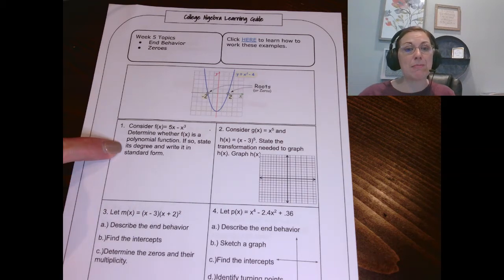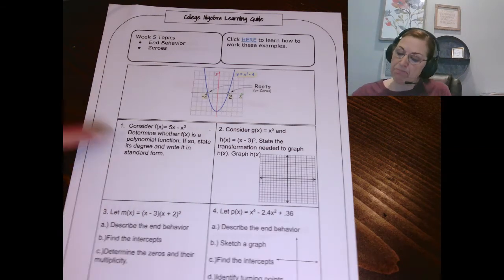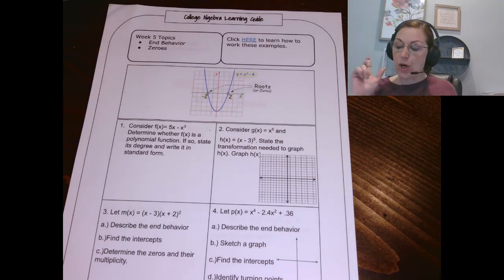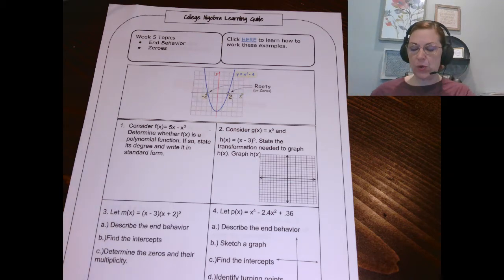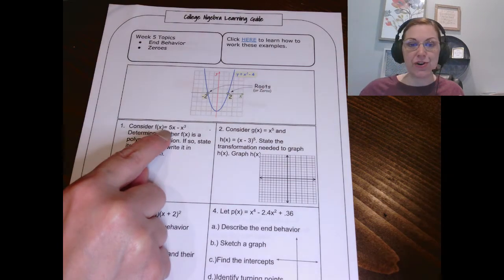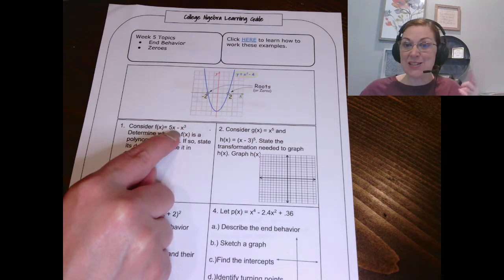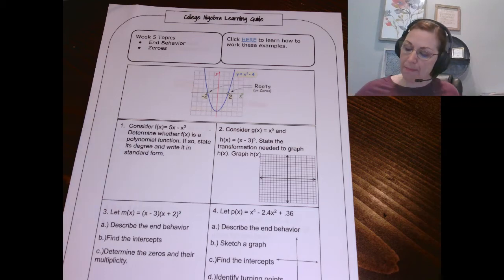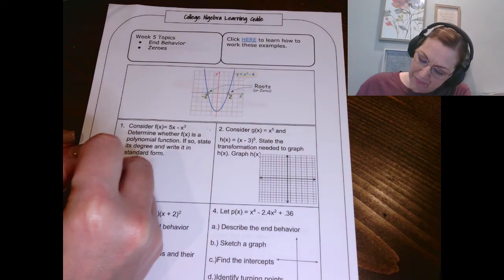Let's start with problem number 1. We're asked to consider this function and determine whether it is a polynomial function. Now, poly means many, and nomial means terms. So when you're looking at a polynomial, there's a few things to consider. One, you can only add or subtract terms together. So this is a term and this is a term, and we are adding and subtracting between them. Perfect. No multiplication or division of terms is allowed. Okay. So yes, this is a polynomial here.